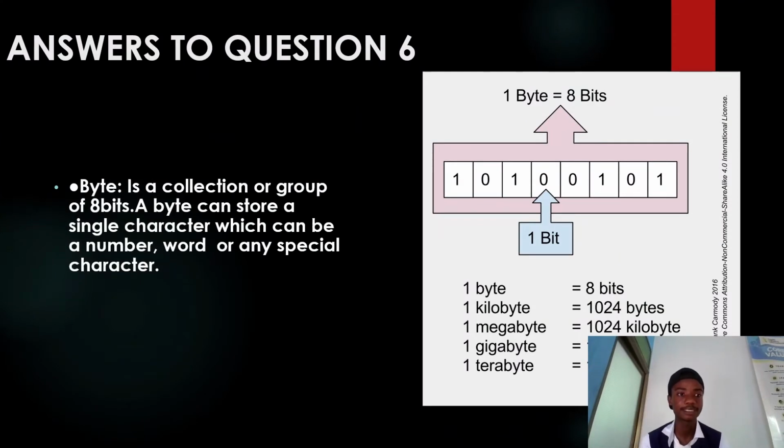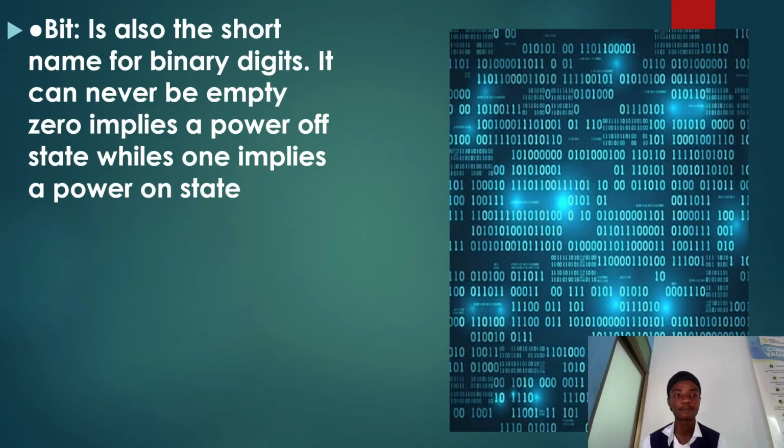Answers to question 6. What a byte is. A byte is a collection or a group of 8 bits. A byte can store a single character, which can be a number, word, or any specific character. And as you can see is an image of a byte being broken down into bits.